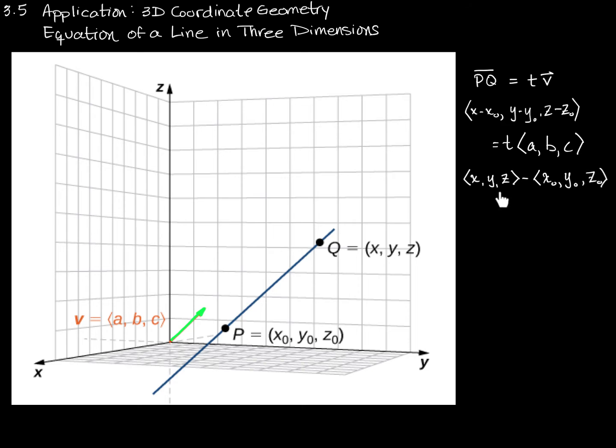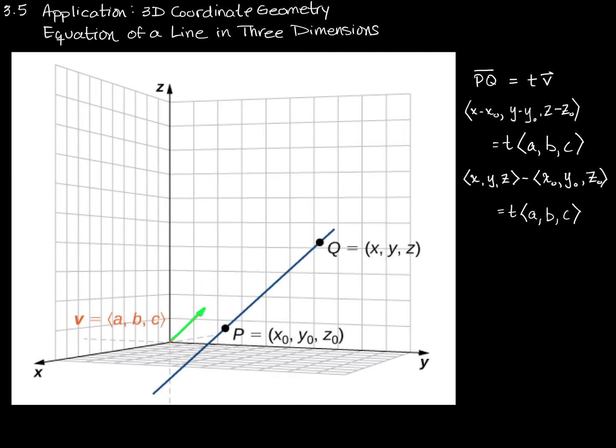Right, so if I gave you this vector subtraction problem, you would say, well, that's just x minus x naught, comma, y minus y naught, comma, z minus z naught. And I've just done that in reverse. And that's still equal to t times a, b, c.